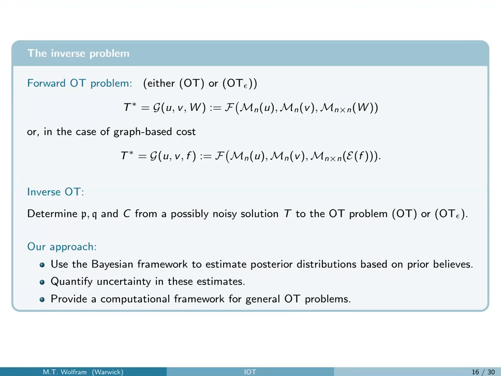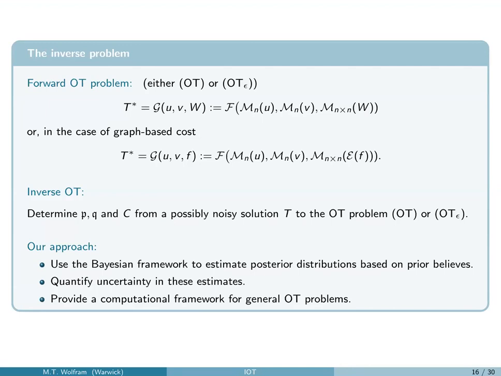So now we want to find the underlying cost criteria and P and Q, given some noisy observations. And we will use the Bayesian framework. What you do in the Bayesian framework is that you want to estimate the posterior distribution of coefficients. In our case, these are the entries of the matrix based on prior beliefs that I have. So I have to give or state some assumptions.